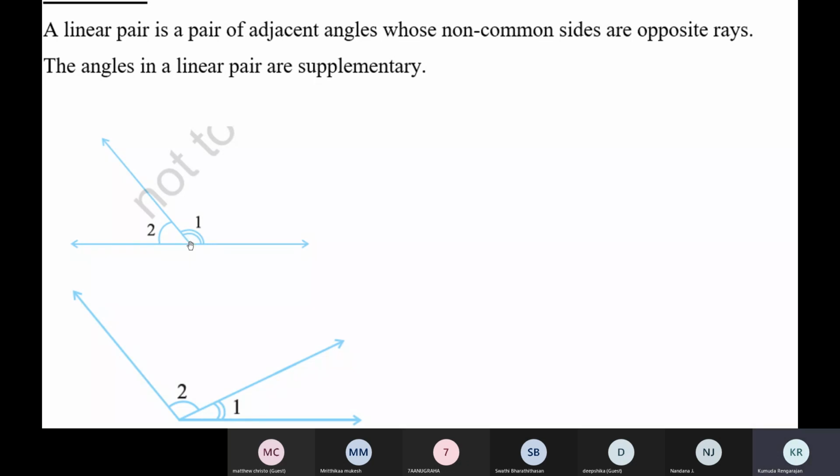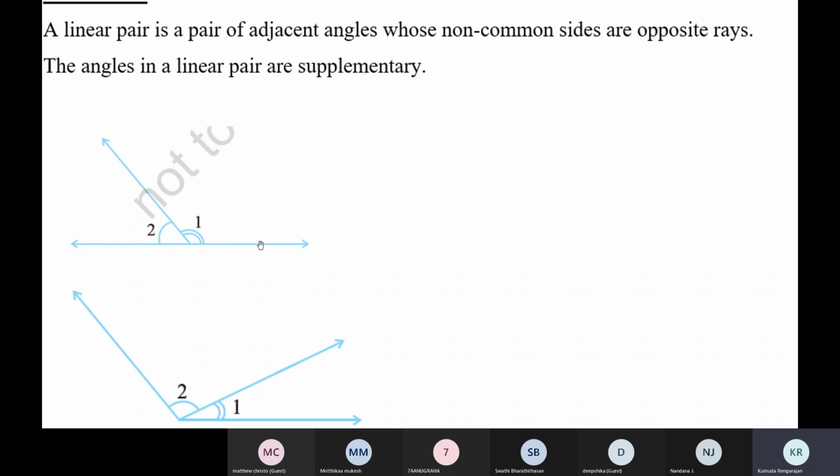So they have a common vertex. They have a common arm. This is the common arm. These are the non-common arms. And yes, they lie on either side of the common arm. One arm is on this side, another arm is on the other side. Yes, the non-common arms lie on opposite sides of the common arm.